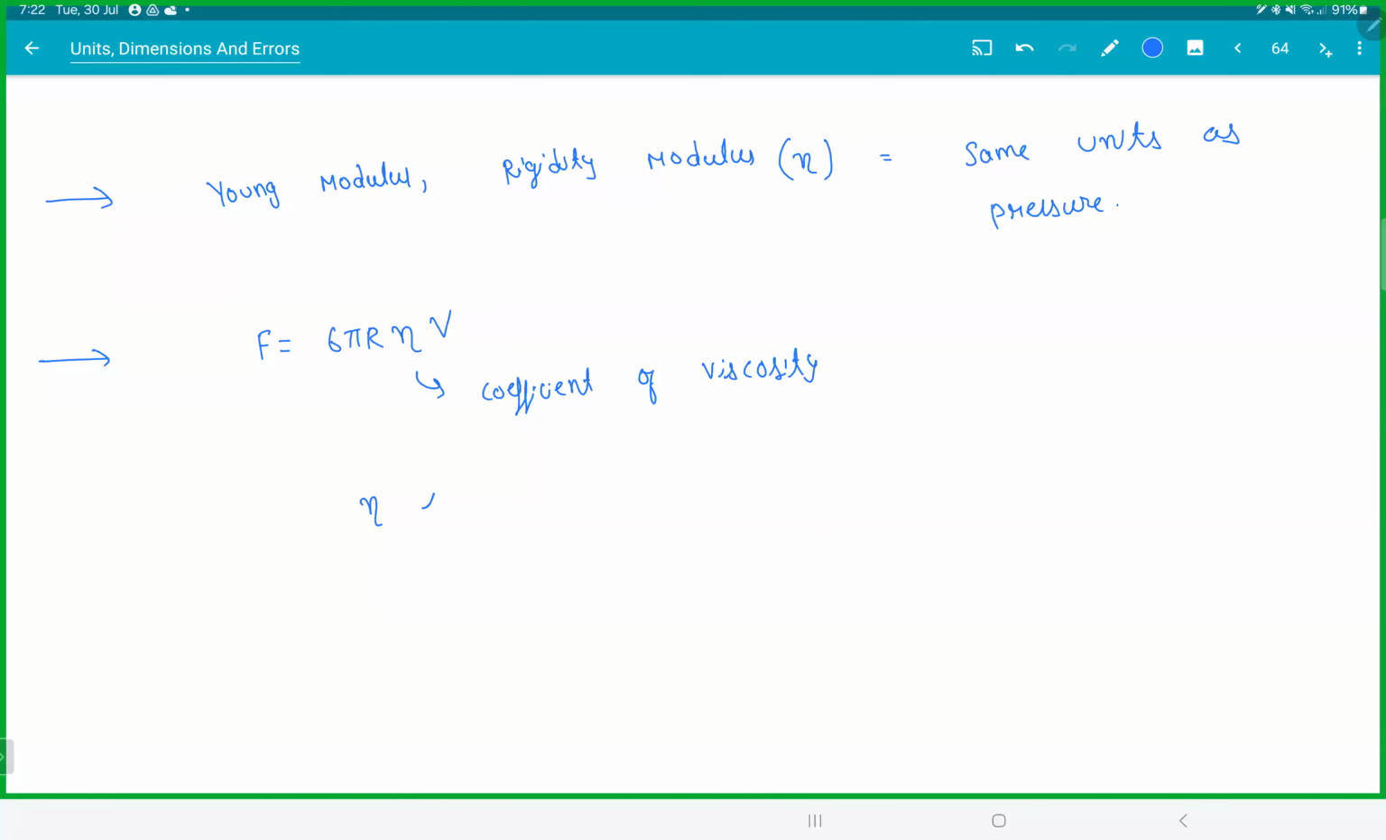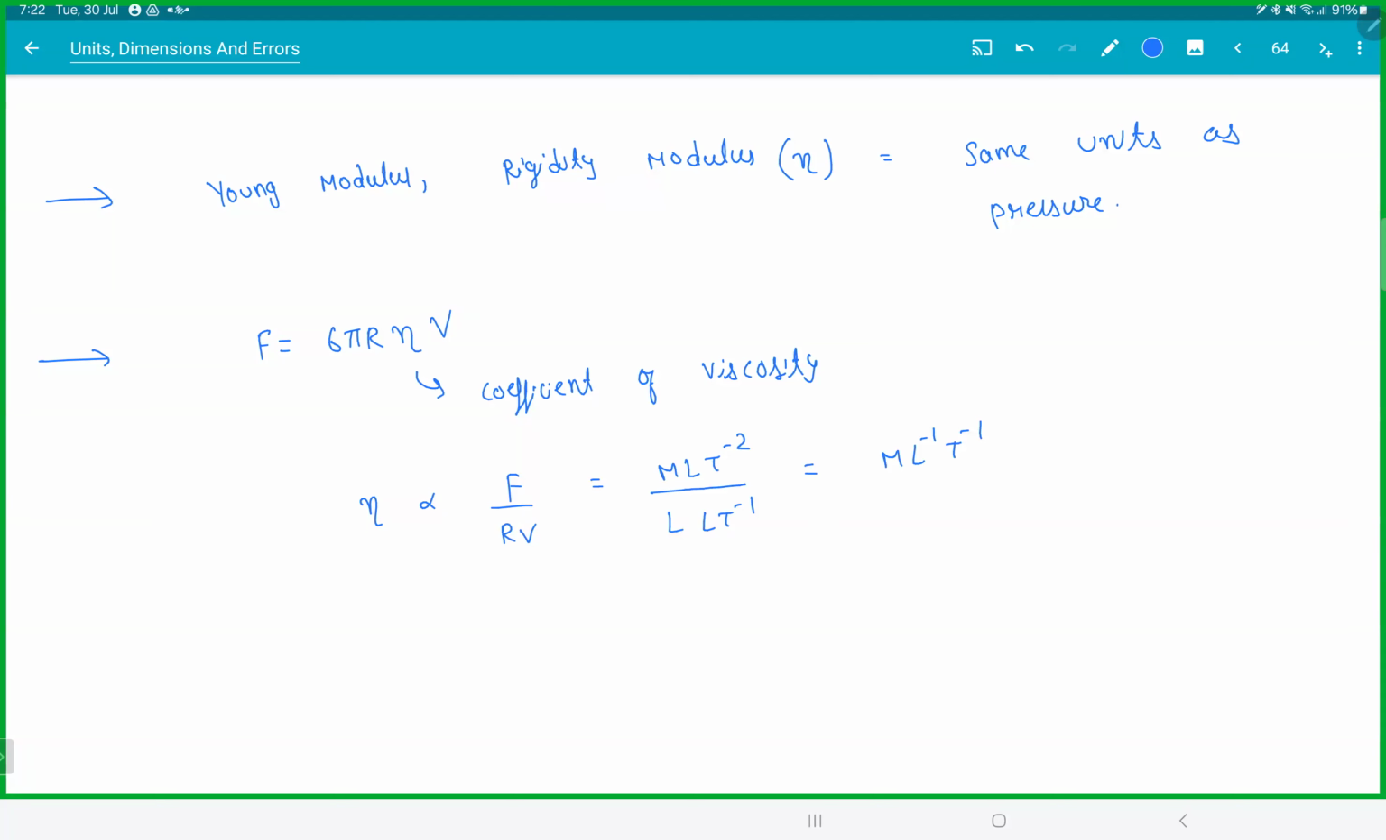So eta is proportional to force by r into v. This too we did in the class also. This is MLT to the minus 2 by L into LT to the minus 1. Just keep this in mind when in the exam.